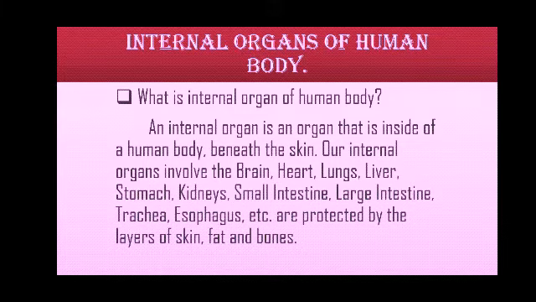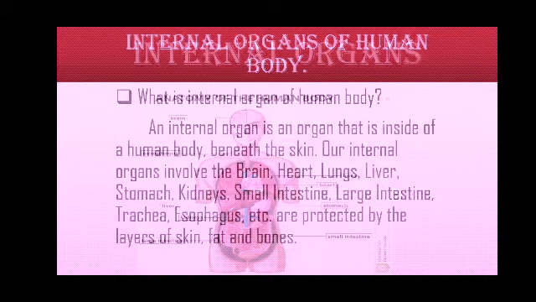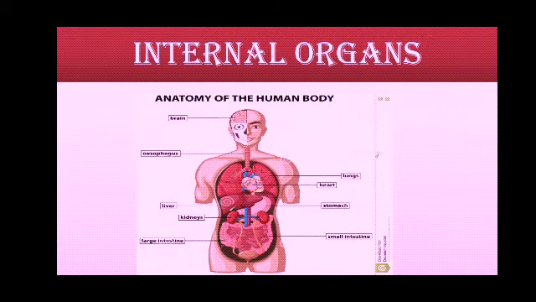Our internal organs include the brain, heart, lungs, liver, stomach, kidneys, small intestine, large intestine, trachea, esophagus, etc., which are protected by the layers of skin, fat and bones. So, this is the diagram of anatomy of the human body. This shows different types of organs located in different parts of our body.